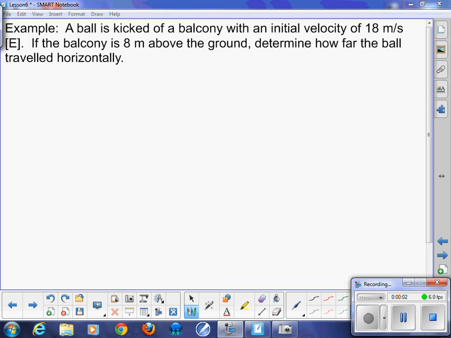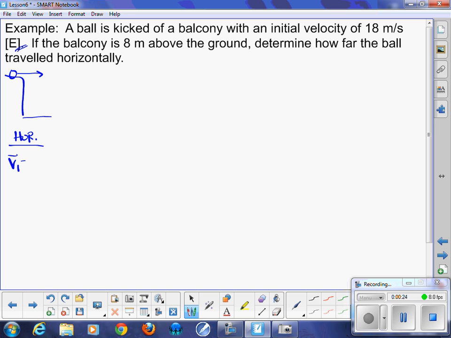All right, I'm going to move through these examples fairly quickly because they are similar to last year. Some might be a little bit more complicated with the algebra, but you should be able to follow along here. A ball is kicked off a balcony with an initial velocity of 18 meters per second east. If it's heading straight east, that means the ball was kicked off in that direction. So I have horizontal information there.